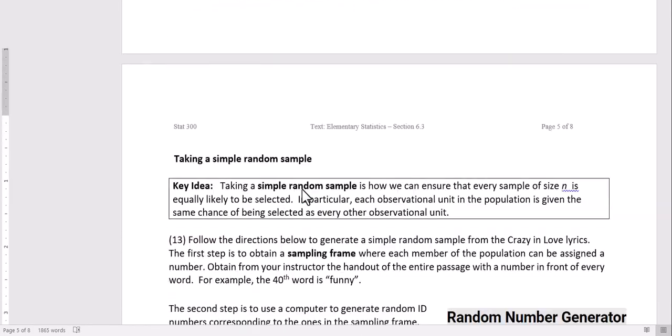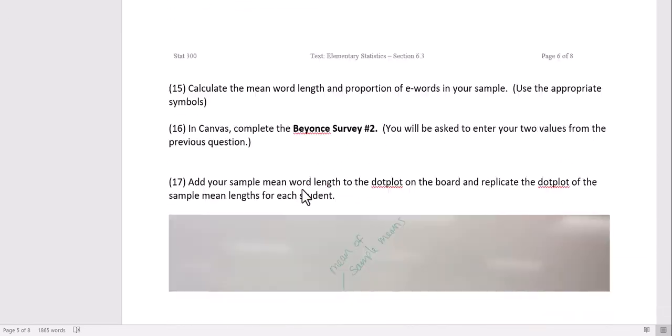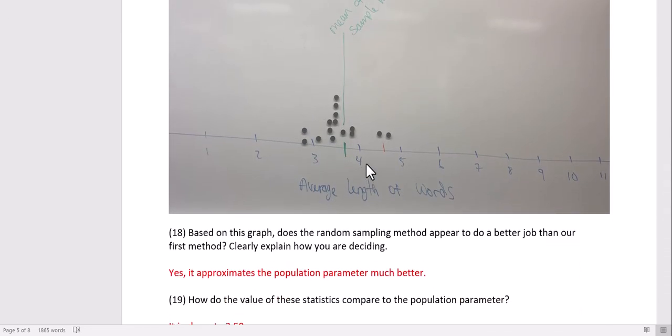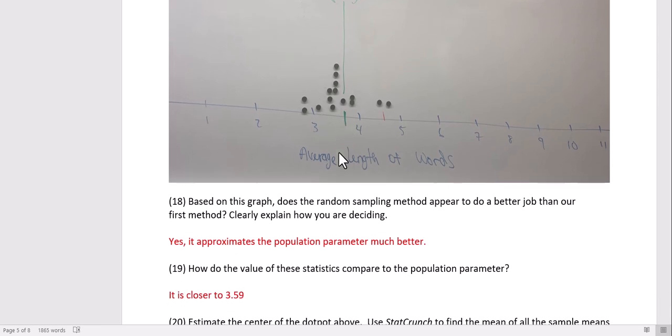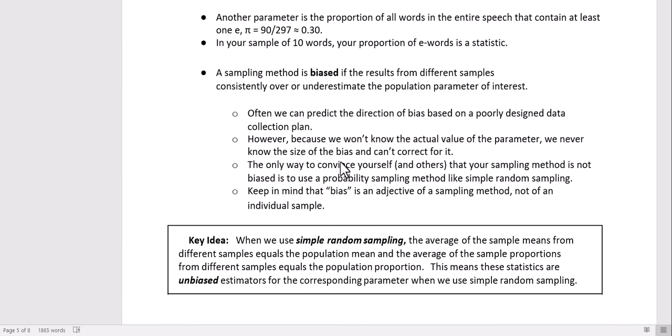Now when we did it with the number generator, and we look at that dot plot, notice how everything is very close to the population parameter of 3.59. So there's not a huge overestimate or underestimate. Everything is pretty centered around there. And so this is more an example of a simple random sample. So we don't have huge overestimations of the parameter. So that's what this part is saying.